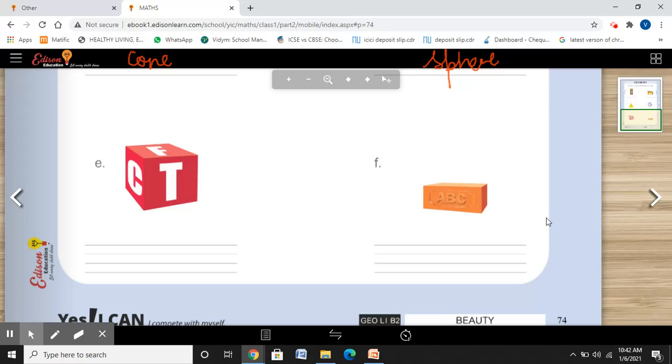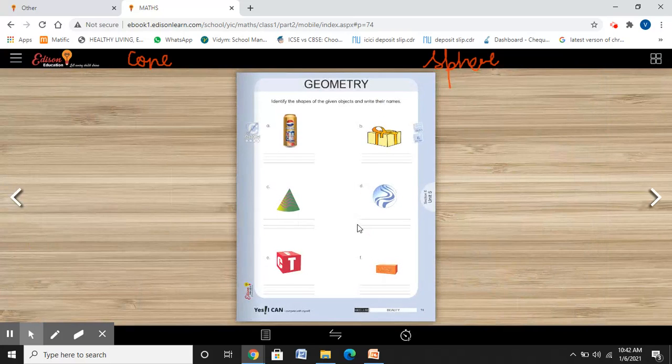Cuboid. So in this way, you're going to do page number 73 and 74. So please complete your work on page number 73 and 74.